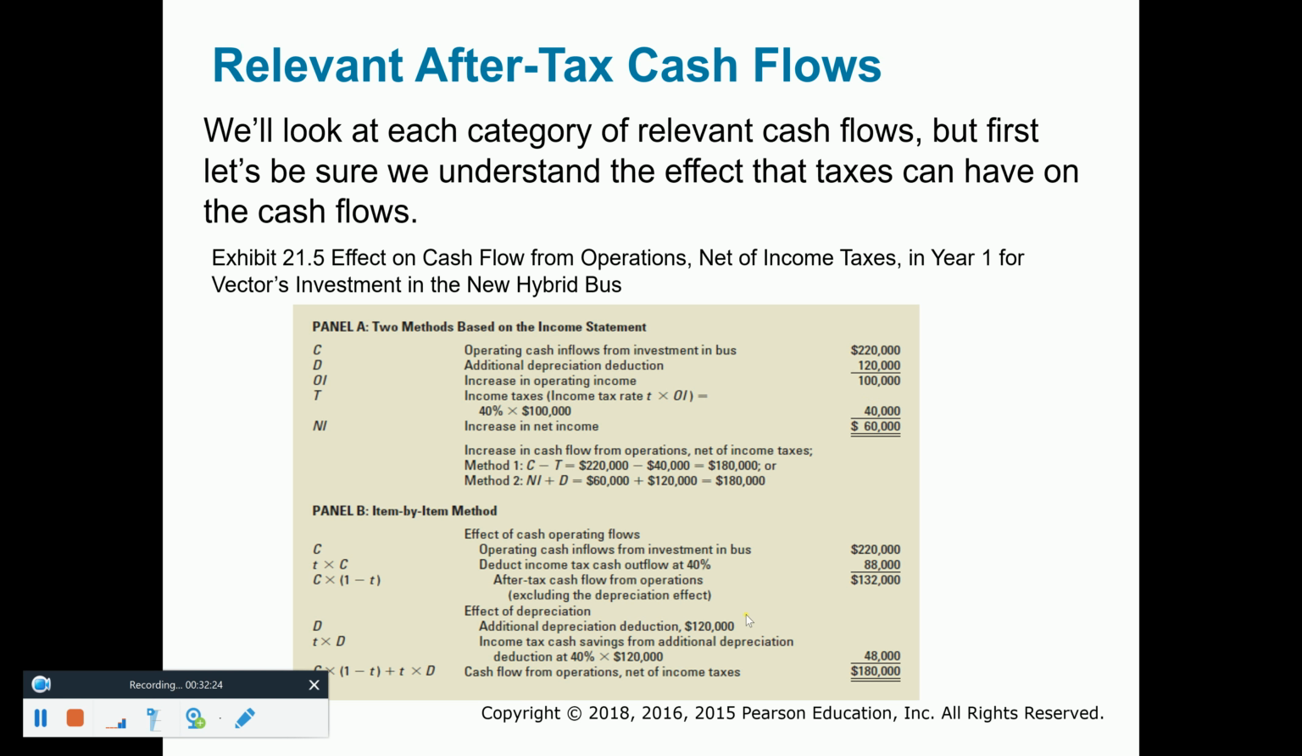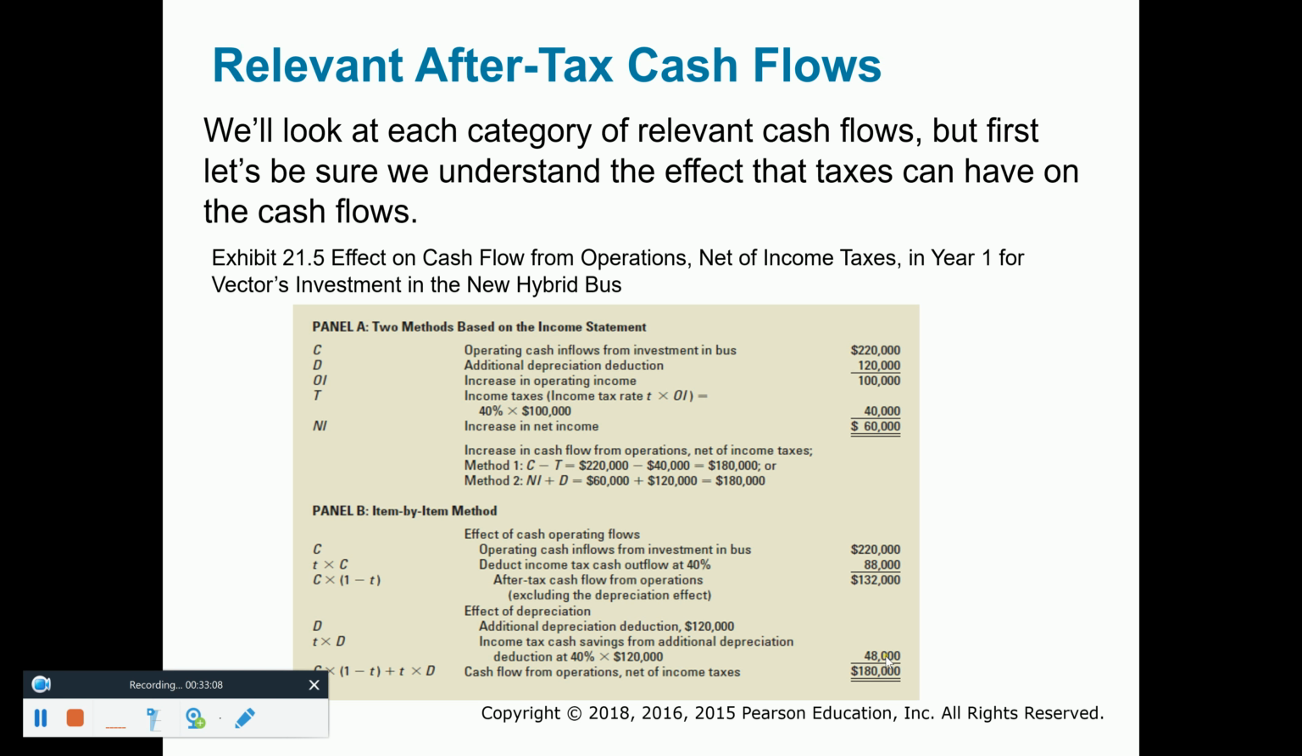Or you can analyze it this way down here if this is more comfortable for you, which is part B. Once again, $220,000 additional cash flow, 40% taxes, that would be $88,000 in taxes. That gives you after-tax cash flow of $132,000. But the $120,000 extra depreciation times 40%, that would give us another $48,000 in tax savings, because basically what we're saying is the $48,000 is included in the $88,000. So $132,000 plus $48,000, the cash flow from operations is $180,000.